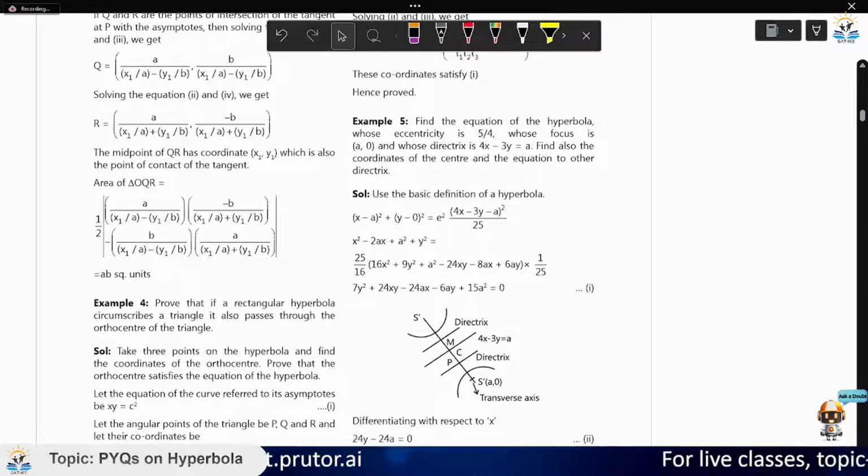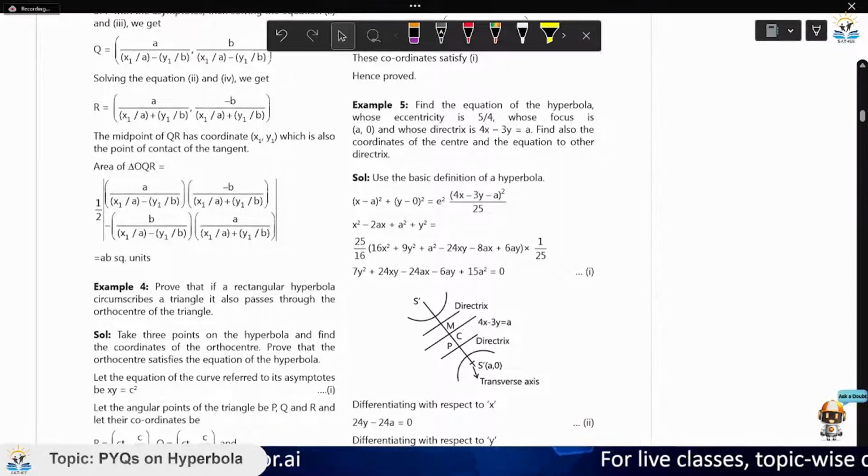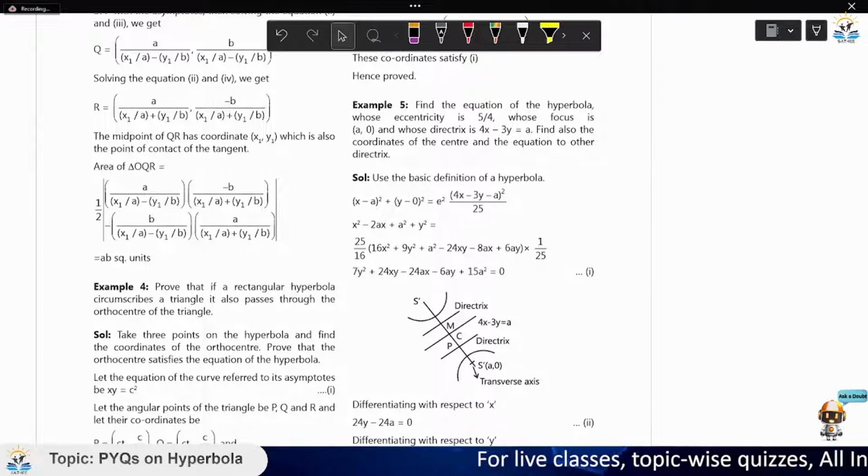Now moving to the next part, we have to find the equation of the hyperbola whose eccentricity is 5 by 4 and whose focus is a comma 0 and directrix is this. Also find the coordinates of the center and the equation of the other directrix.